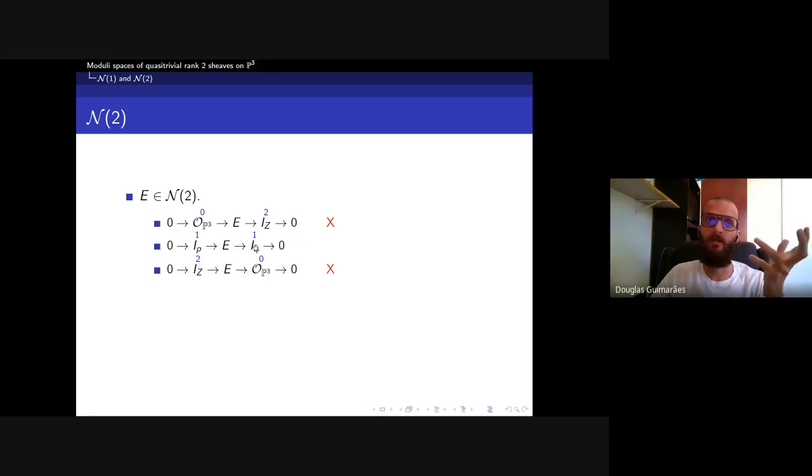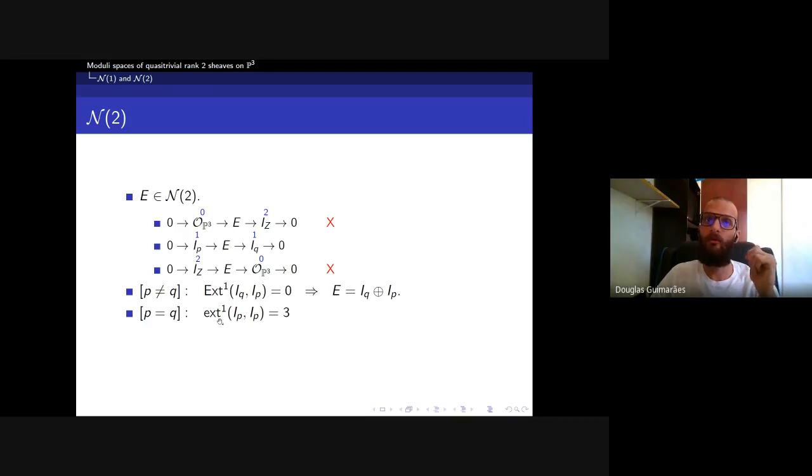Studying this case, for example, for P different than Q, we can compute this Ext1 and see that it's actually 0. So E must be just the trivial extension, the sum of I_Q and I_P. For P equal to Q, we have a non-trivial extension. The dimension of this Ext1 is 3, and we can have non-trivial extensions of I_P and I_P. And although this is not the trivial one, we can show that it is S-equivalent to the trivial one.